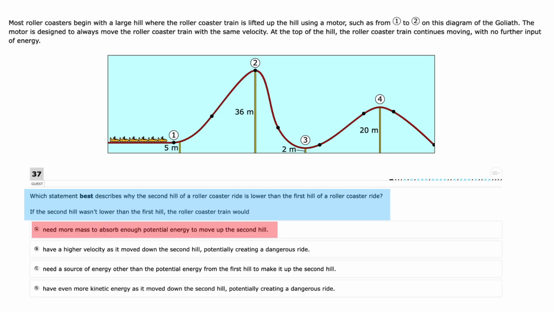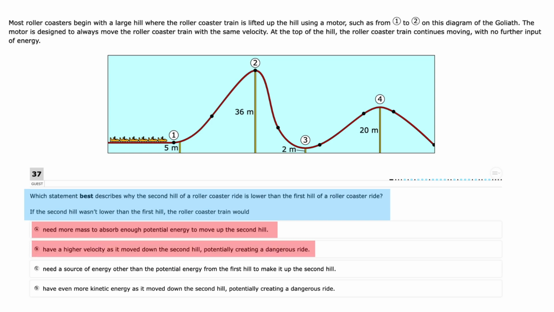Answer choice A says the roller coaster would need more mass to absorb enough potential energy to move up the second hill. This is incorrect because mass doesn't help the train absorb or gain more potential energy on its own. The potential energy comes from height, not mass alone, and the roller coaster's energy is determined by how high it was lifted initially, not how heavy it is.